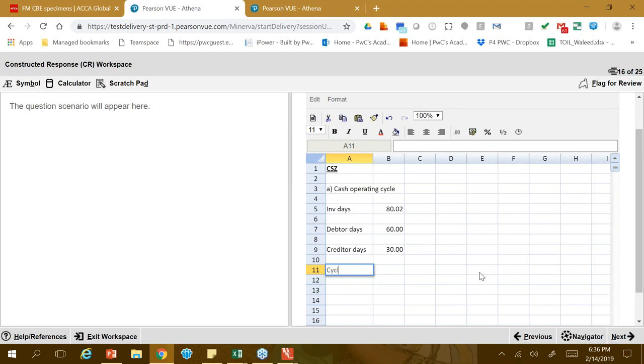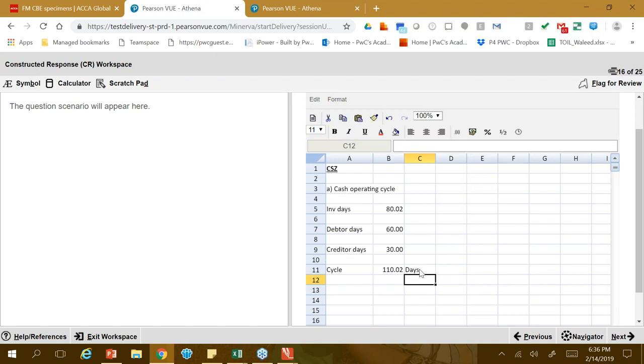So the cycle then is inventory days, which are B5, plus the debtor days, which are B7, minus the creditor days, which are B9. And that gives us the cash operating cycle here of 110 days. Cash operating cycle of 110 days.